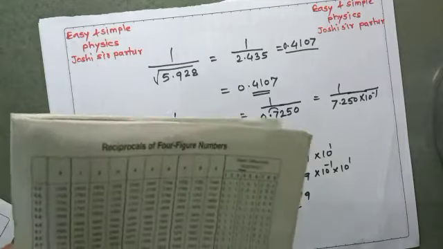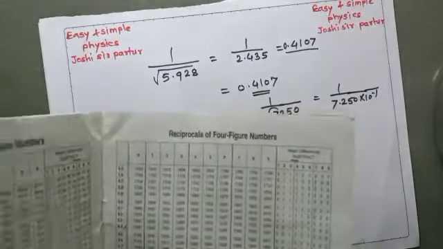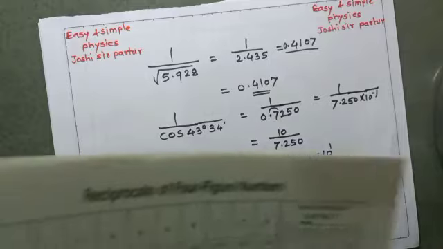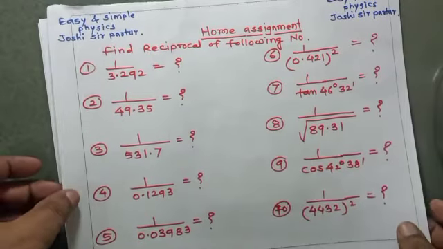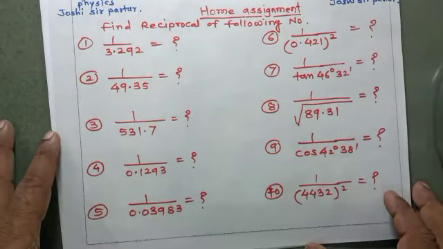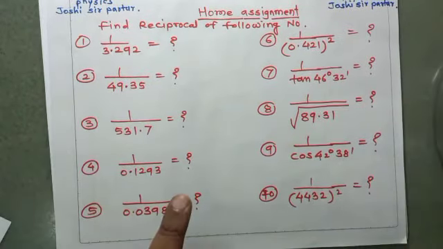So using the reciprocal of 4 figures, anything can be solved. So an assignment is given. This assignment consists of 10 questions. If you solve the 10 questions using the logarithmic table and mathematical table, you will easily solve the questions.